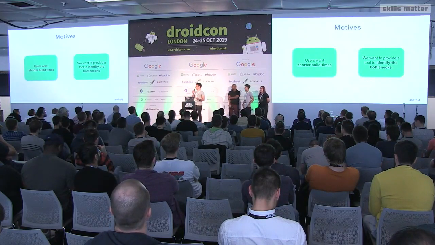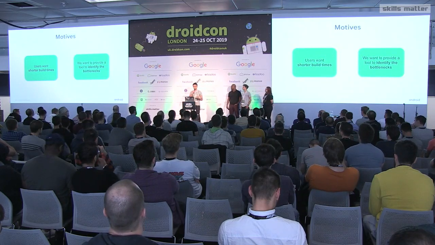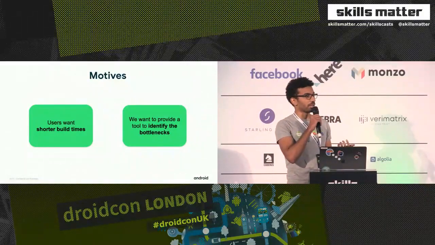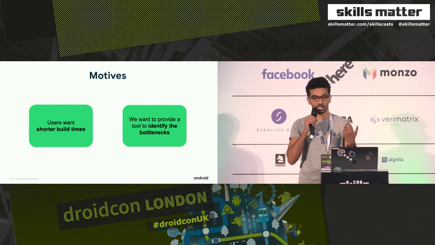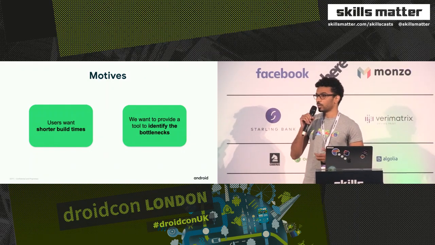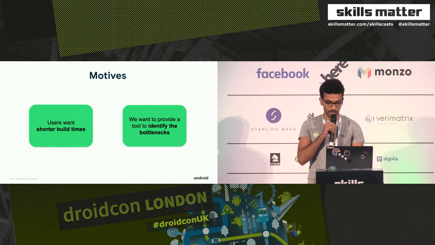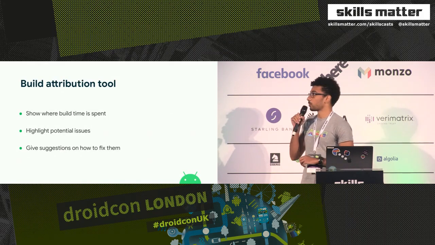So from our user research and studies, it's almost always been the case that one of the top priorities for app developers is build speed. Users always want shorter build times. And with the build team, continuous improvements to the build system and all the features in the build system, we wanted to have a tool that could provide us information and help us identify the bottlenecks in the build system. And also, not only do that, but also show the users where exactly their build time is being spent. That's why we came up with the Build Attribution tool.